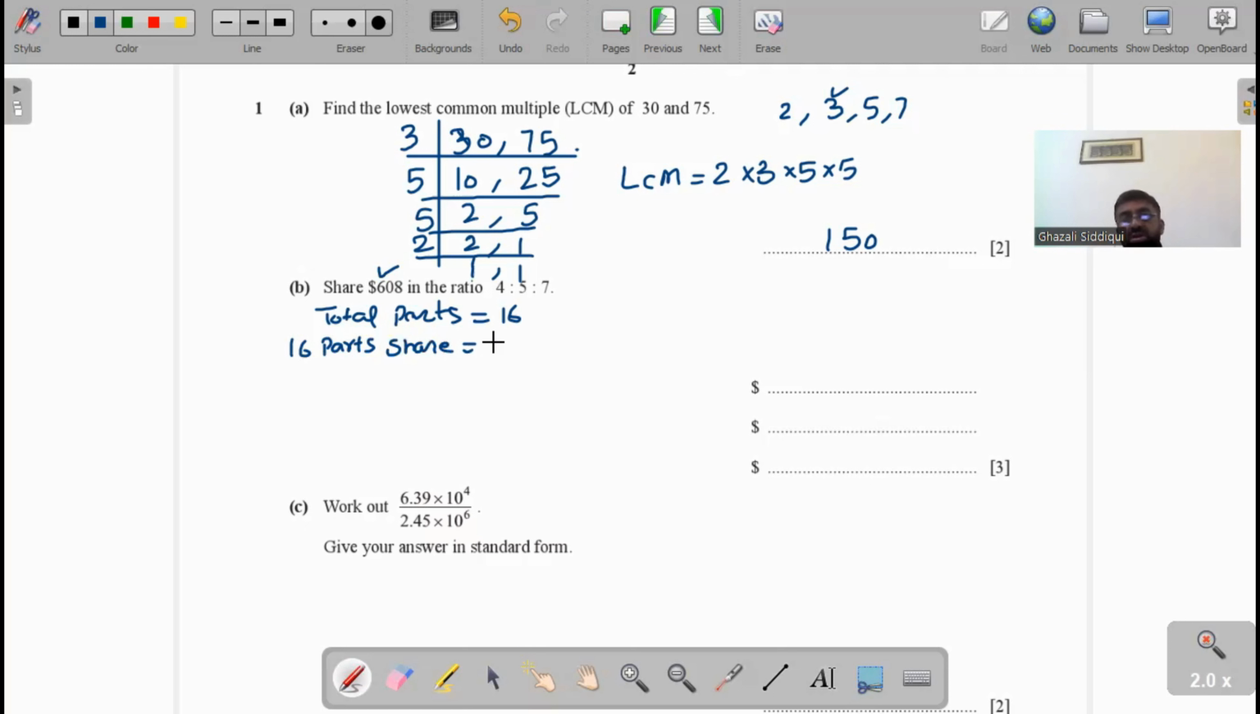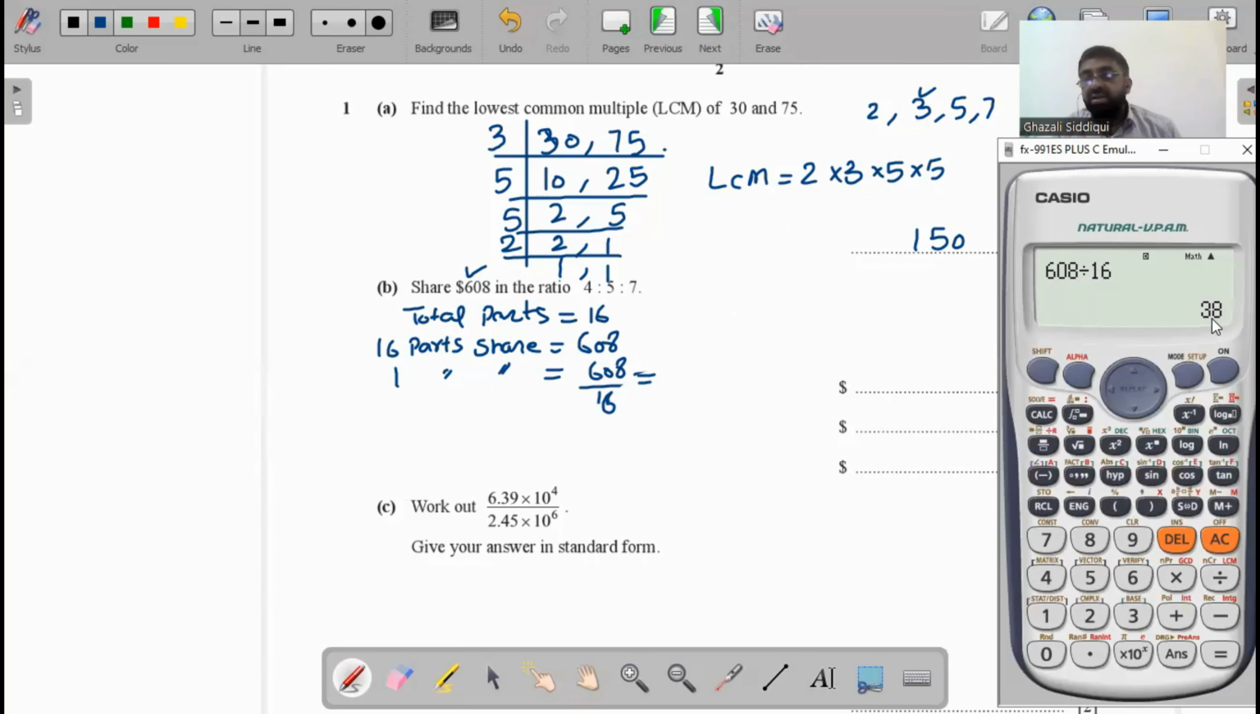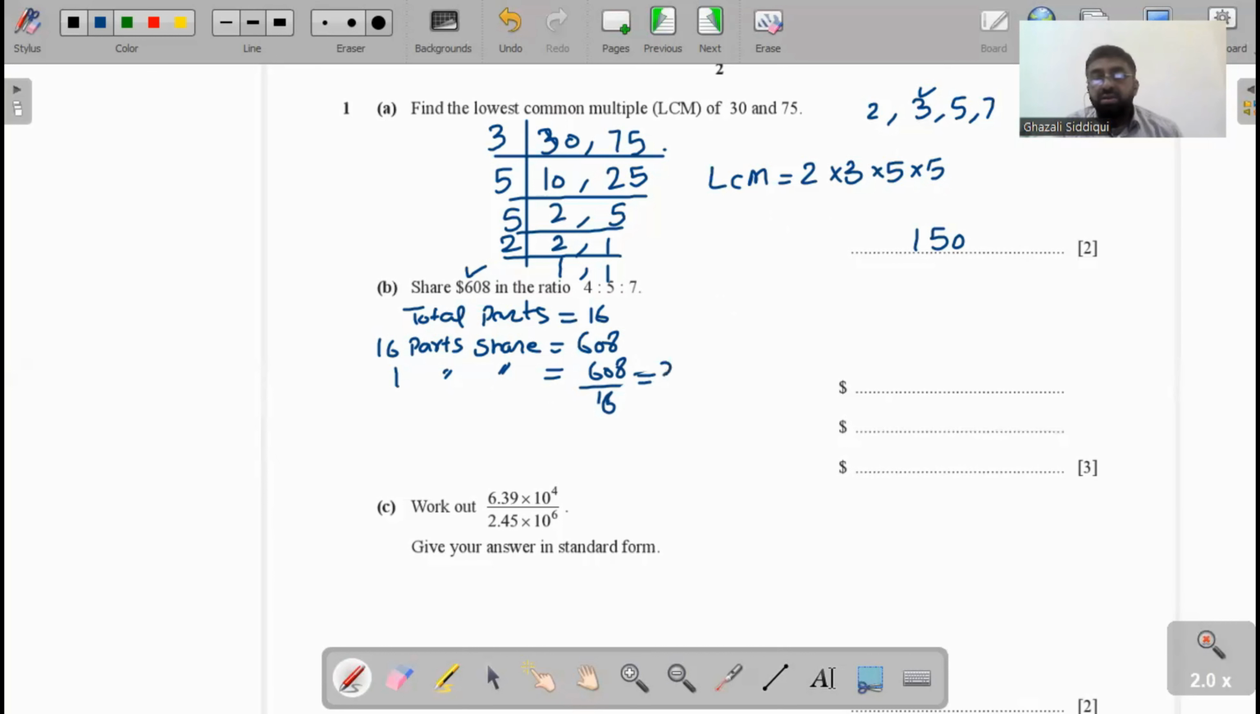16 parts equal 608. Now one part will be equal to 608 over 16. 16 goes into 608, 38 times. 38 is the answer. Now we have to find the 4 part value. The 4 part value will be equal to 4 multiplied by 38, and the 5 part value is 5 multiplied by 38.